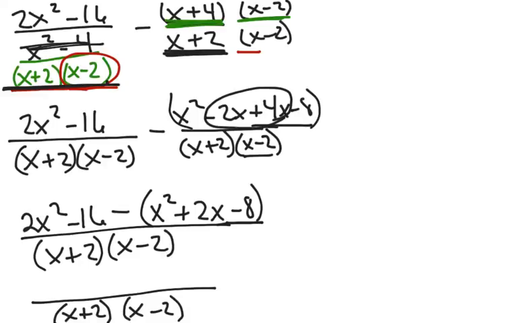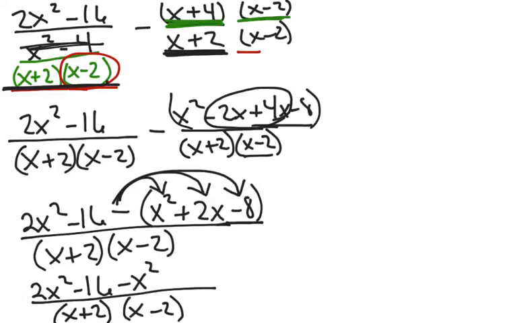I bring my denominator down. I start bringing my numerator down. Now I have to distribute my negative throughout that second numerator. So I get minus x squared minus 2x plus 8. If you're not sure how I did that, watch that again. I am distributing my negative to my x squared, then to my positive 2x, then to my negative 8.